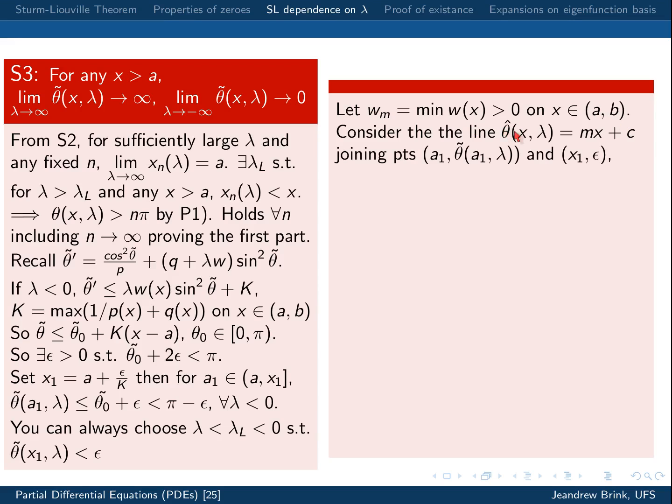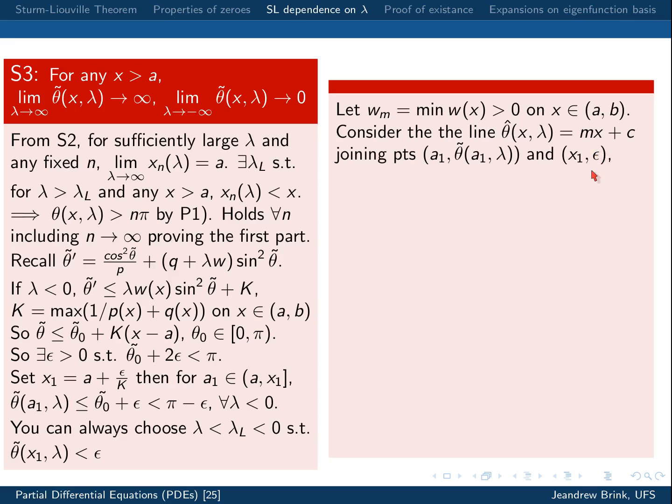And now we're going to look at the line in this tiny little space. Let us construct a comparison function, which is just a line. To do that, we basically have to specify the gradient of that comparison function. We're going to have a line that joins an arbitrary point a1, where we know theta is less than pi, to the point x1, which is at the end of the domain. And we're going to choose lambda L so that theta tilde has a value less than epsilon over there.